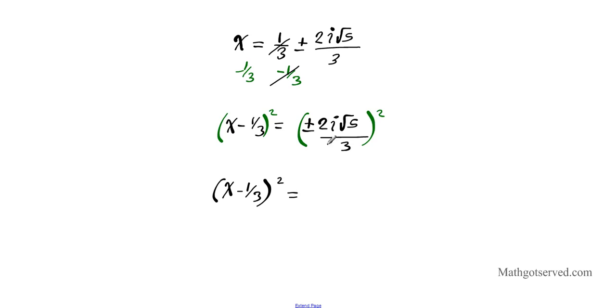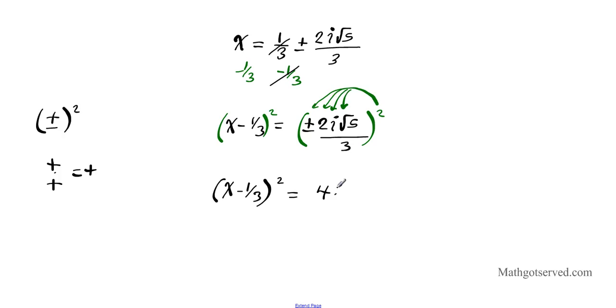Now, what is plus or minus squared? If you square plus, you get plus. If you square minus, you get plus. So plus or minus squared is just plus, so the plus or minus goes away. When I square 2, I'll get 4. We're going to square everything one by one: the plus or minus, the 2, the i, and the root 5.